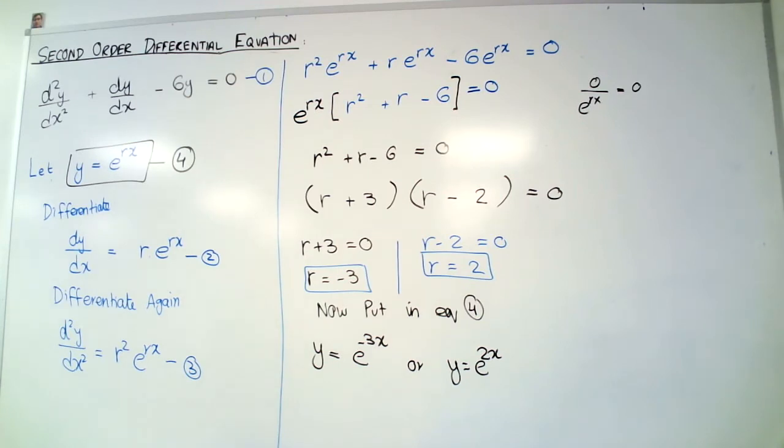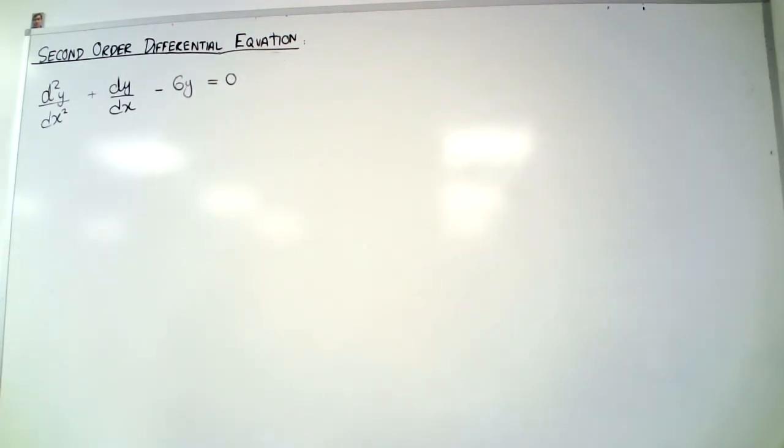Now this is not the final answer. To get that, we need a more general equation. So let me just write this one down. Y equals e to the minus 3x, y equals e to the 2x. So we got this bit. Let me just pause. So what we have done so far was not the final answer.